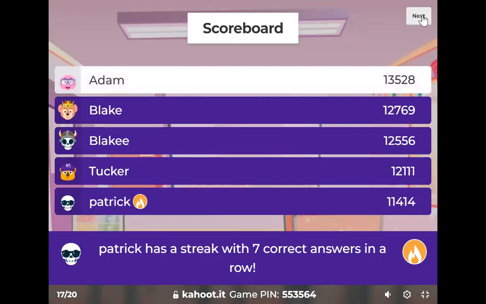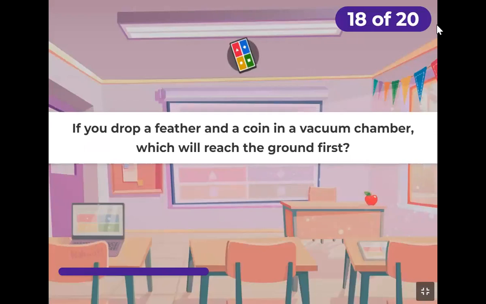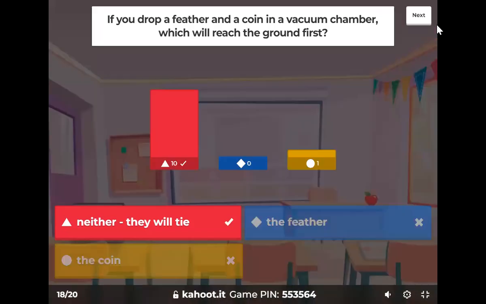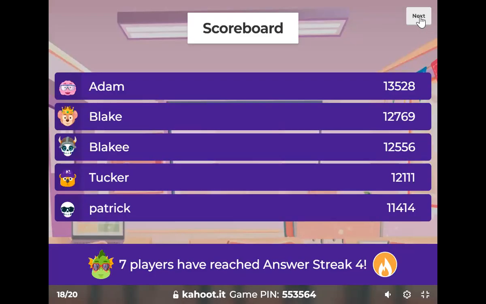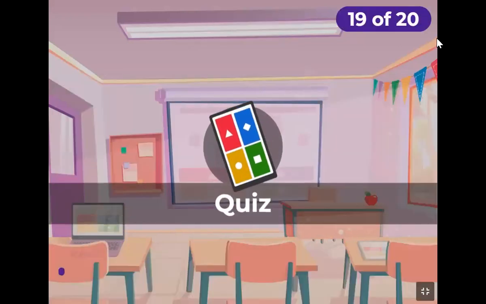All right, we got Patrick on fire, Tucker, Blake, Adam. Drop a feather and a coin in a vacuum chamber. Which one hits the ground first? In a vacuum. Yeah. It's a tie. There you go. All right, Josh out there in the top 5. Adam's still in the lead.